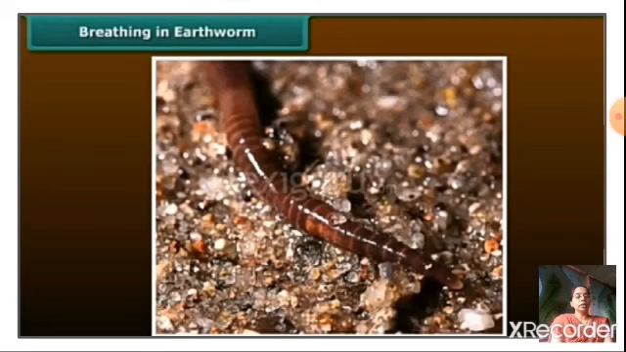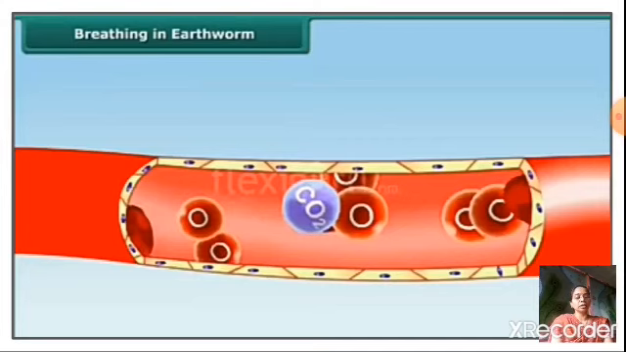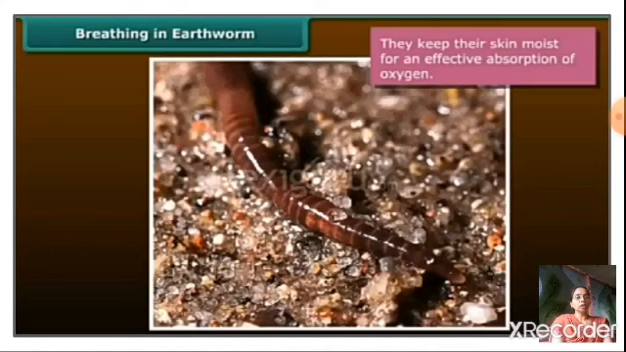When oxygen comes in contact with their moist skin, it is absorbed through tiny blood vessels and is circulated throughout the body. The same blood vessels carry carbon dioxide to be expelled through the skin. Therefore, for effective respiration, earthworms keep their skin moist.